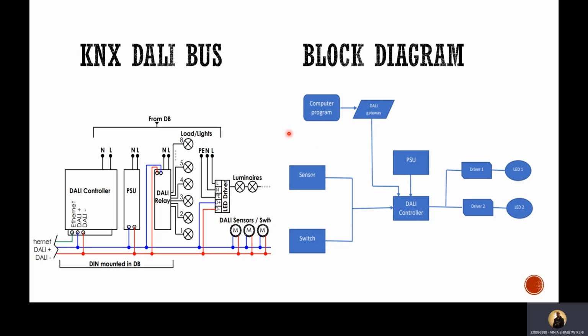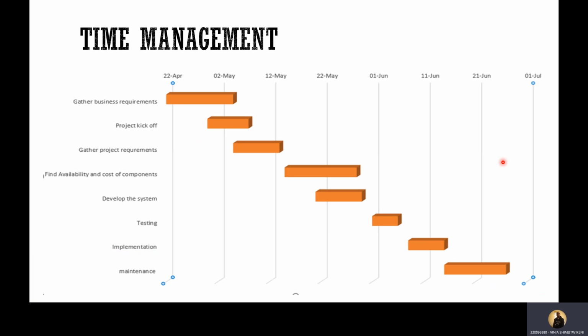For the block diagram, I've got two inputs that control the DALI gateway. I also have a computer program and the DALI gateway that goes through a DALI controller, and a power supply unit that supplies the DALI controller and the whole system with power. Then I have the outputs, which are the two LEDs connected to the DALI drivers.